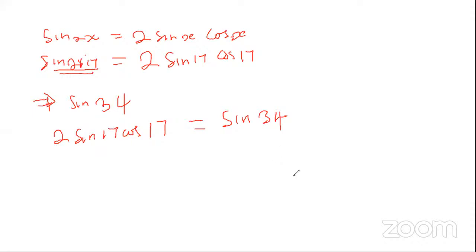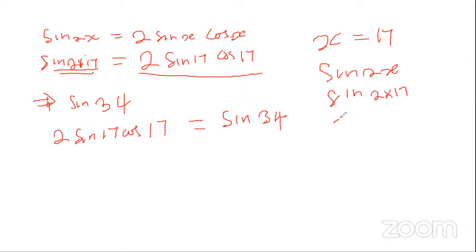Yes, Joel. When we express 2 sine 17 cos 17, our x would be 17. So we come and replace it in sine 2x. That would give a sine of 2 times 17.